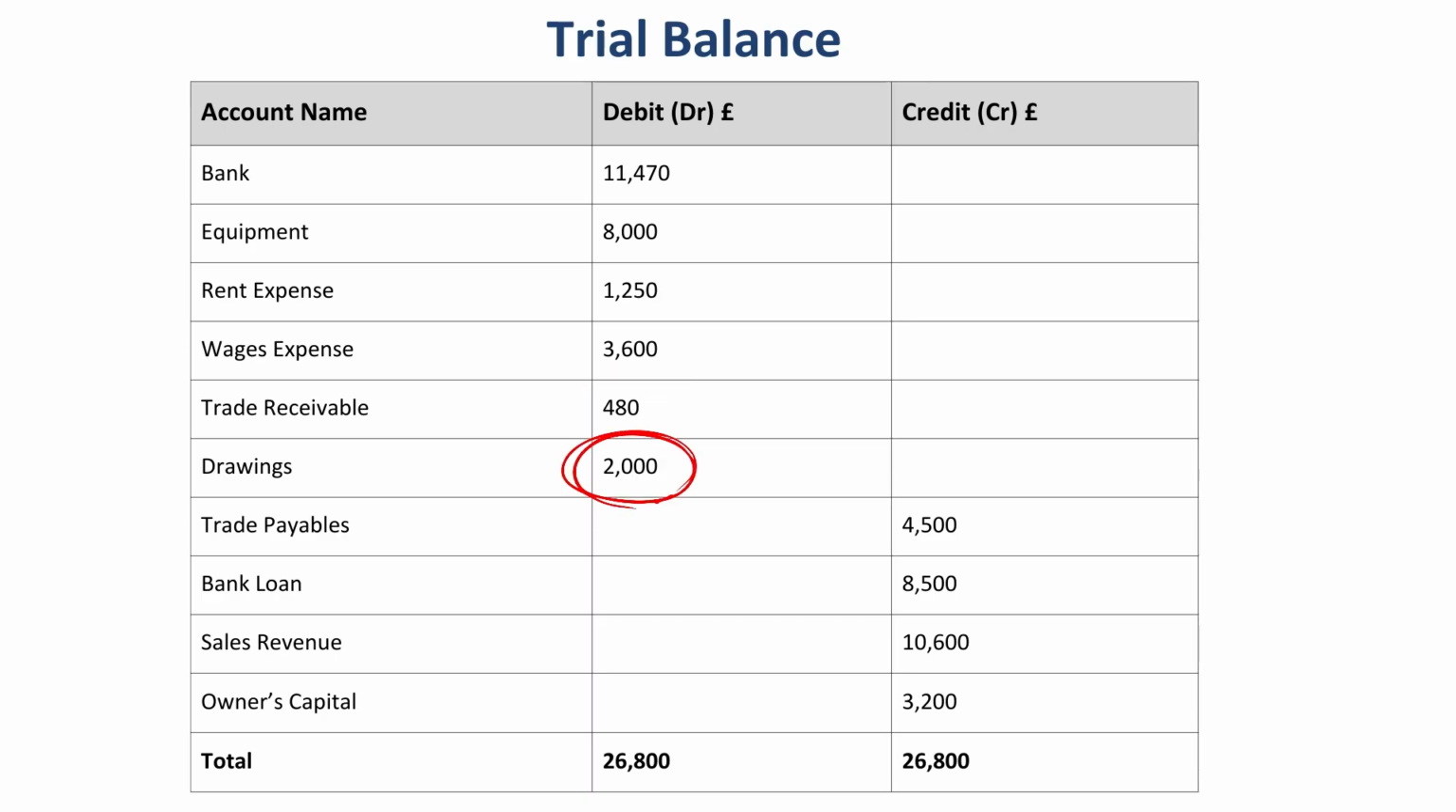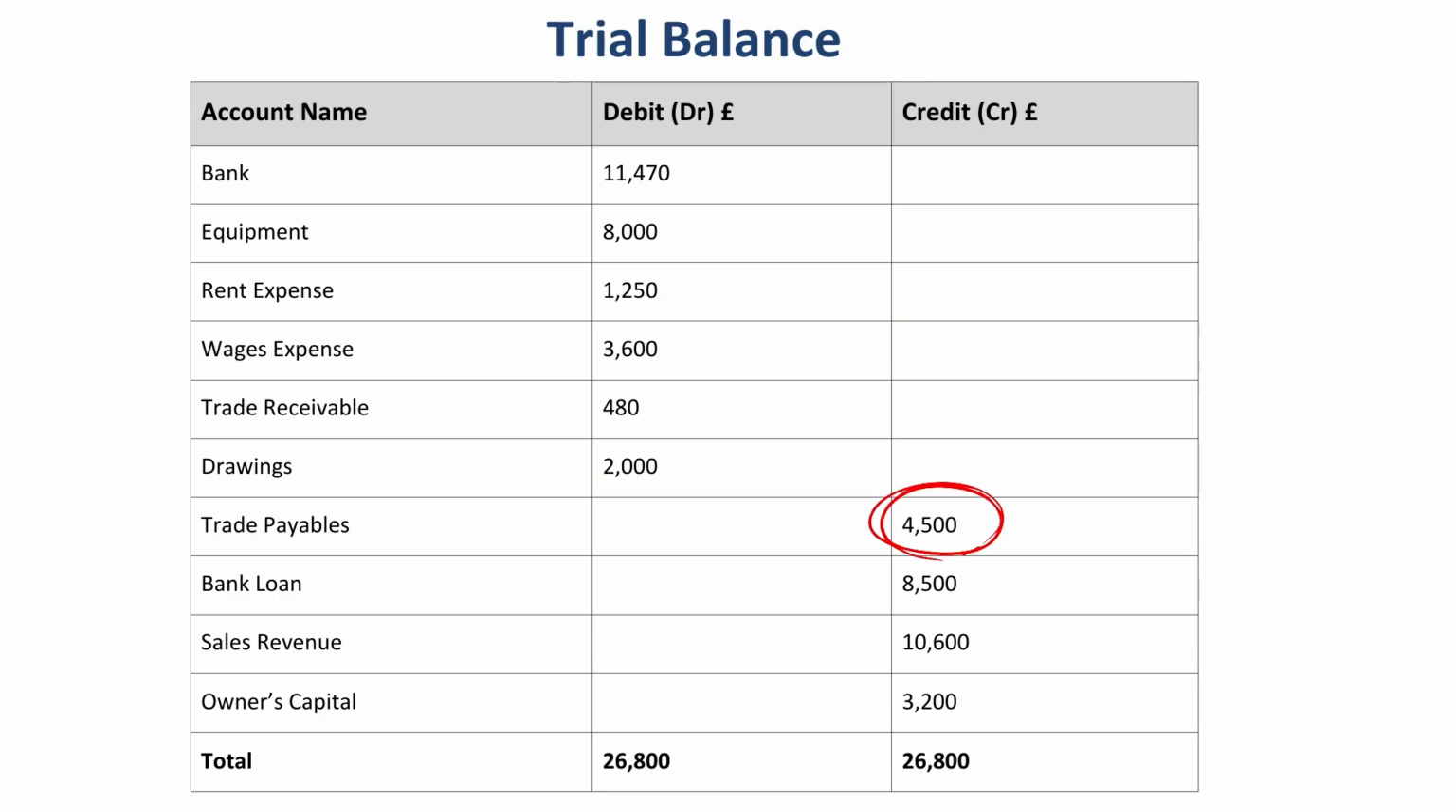Drawings is £2,000. Drawings reflect the owner withdrawing funds for personal use. They reduce capital, so they carry a debit balance, making debits the correct column for this account. Let's look at the credit side accounts. These include liabilities, income and capital.